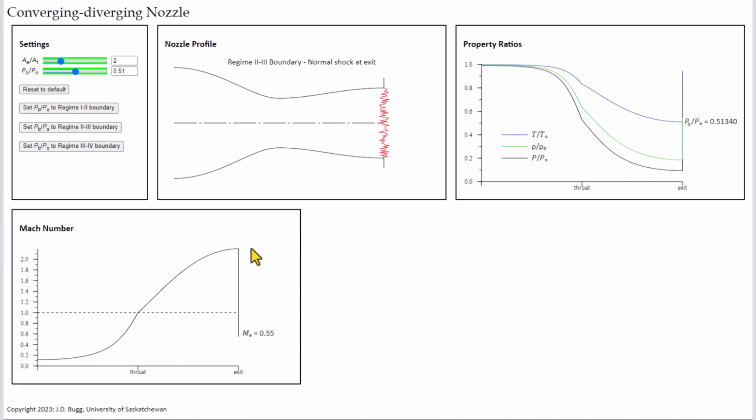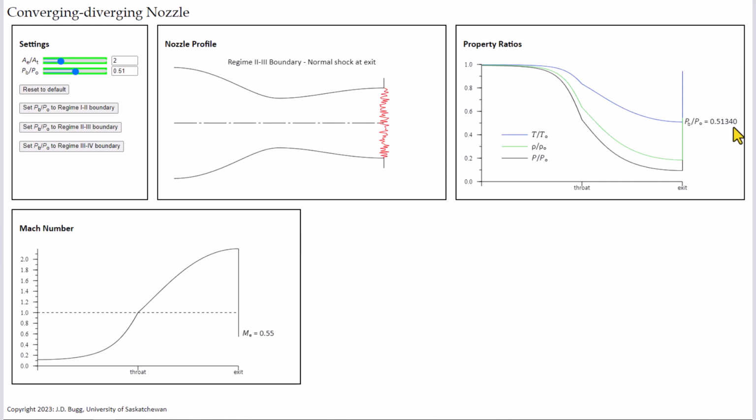And then there's a sudden decrease in Mach number across the shock. The Mach number at the exit downstream of the shock is 0.55. The property ratios all continue to decrease right to the exit, and then across the normal shock, there's that sudden increase in properties again. The pressure ratio for this condition is 0.5134.